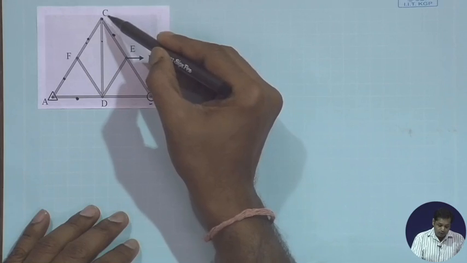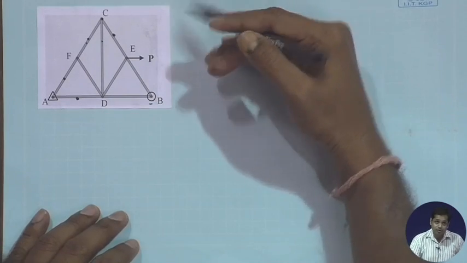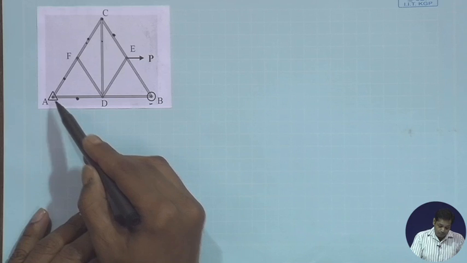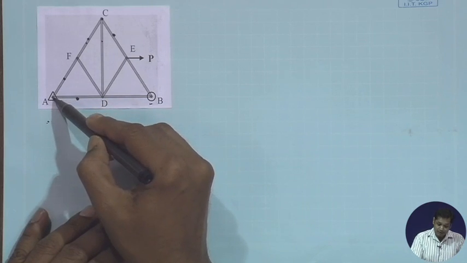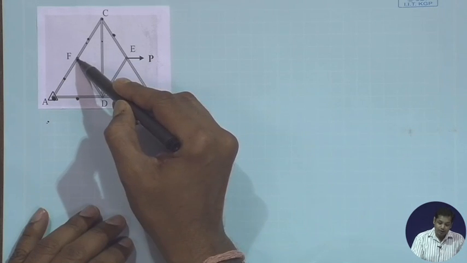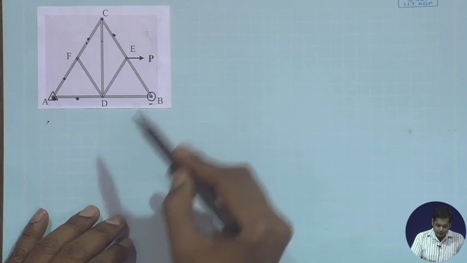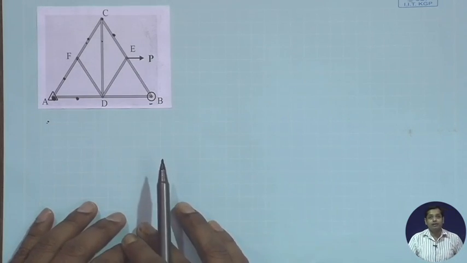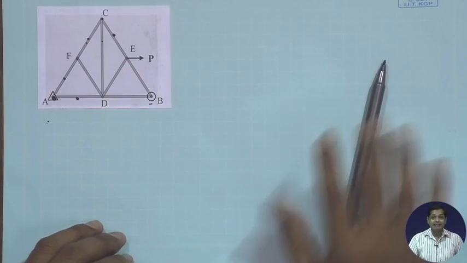So in order to get the member force in CD, what are the operations we need to do? We need to determine the support reactions, then one joint, free body diagram, apply equilibrium equation, second joint, apply equilibrium equation, and third joint, apply equilibrium equation. Similarly here also we need to take two or three free body diagrams to find the member force in CD.